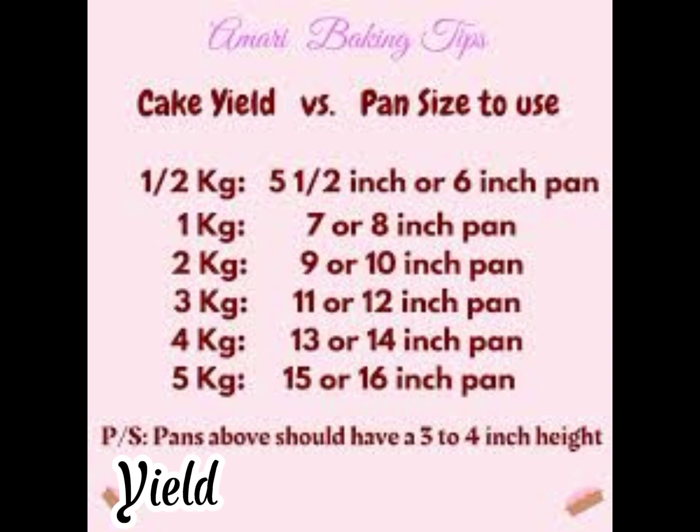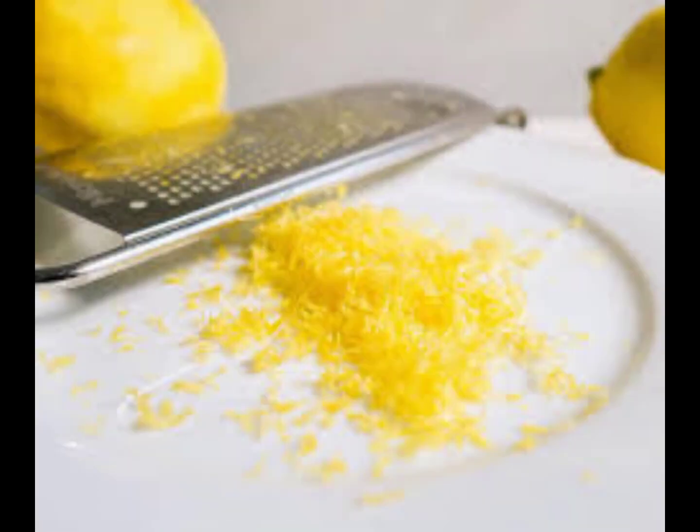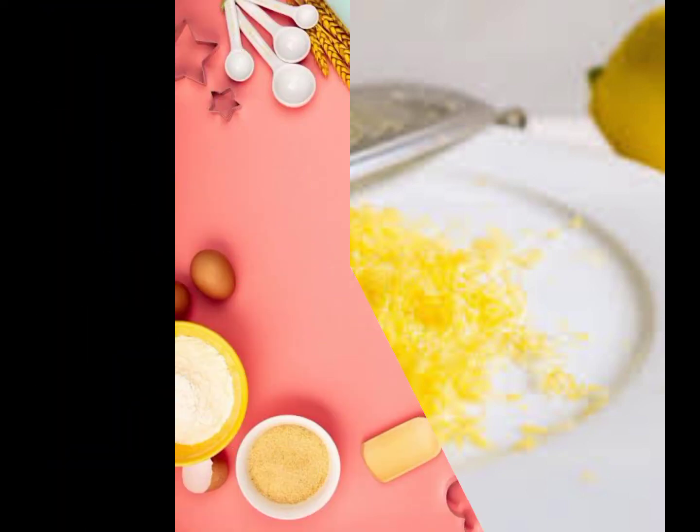The amount of baked goods one can get from one recipe. Made by scraping the outer layer of the skin of citrus fruits using a grater, used to add flavor to food.